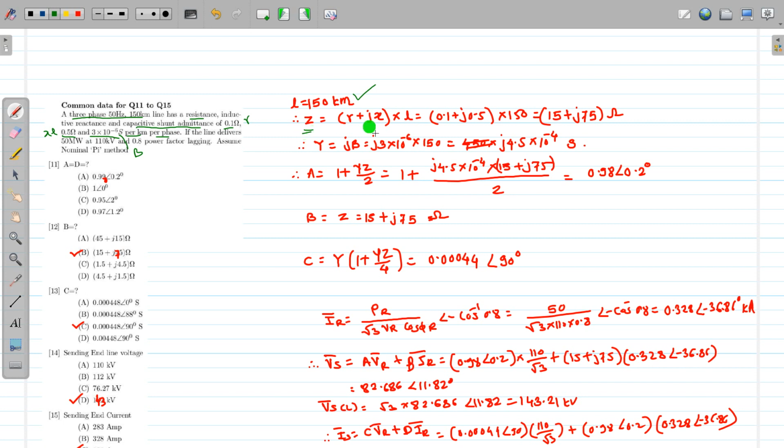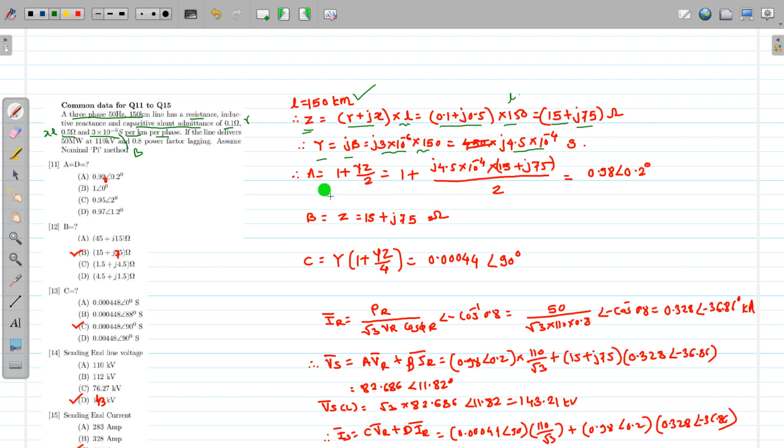So first it is necessary to calculate the overall Z. How to calculate Z? Z is equal to R plus jX into the length. So 0.1 plus j0.5 multiplied by 150 kilometer length gives you 15 plus j75 ohm. Y is equal to jB. So the B value is given as 3 into 10 raised to minus 6 multiplied by 150, which gives you 4.5 into 10 raised to minus 4 Siemens.